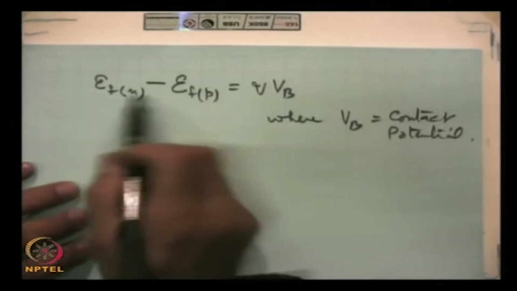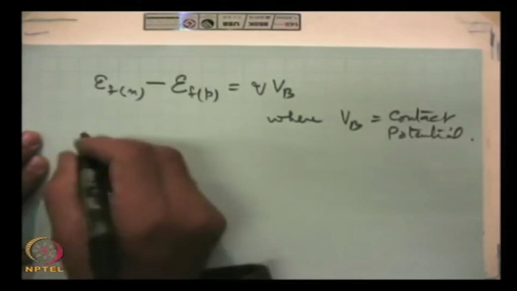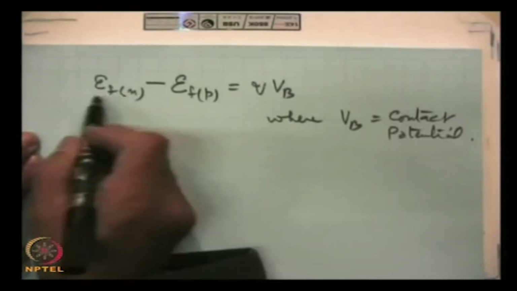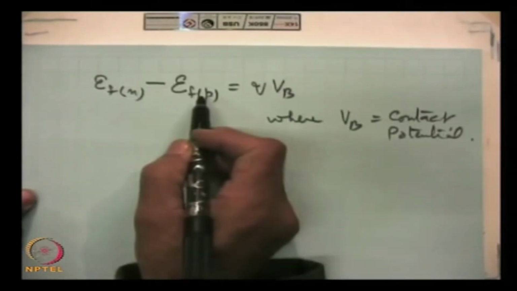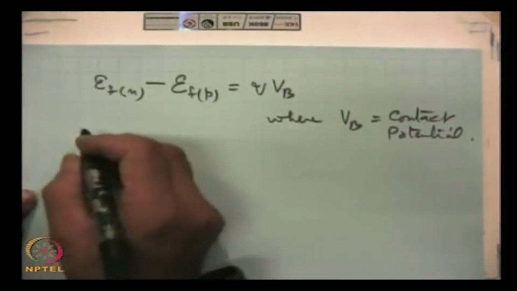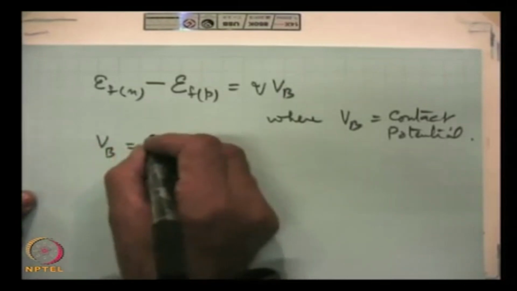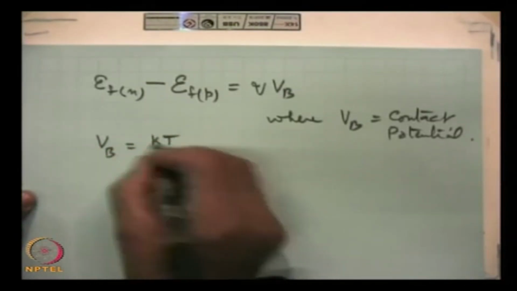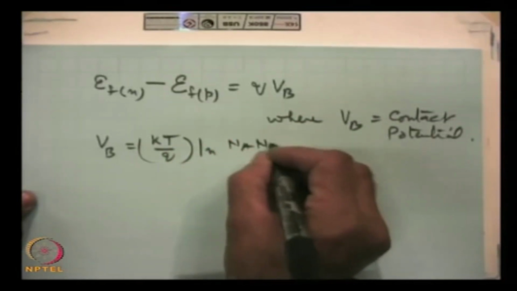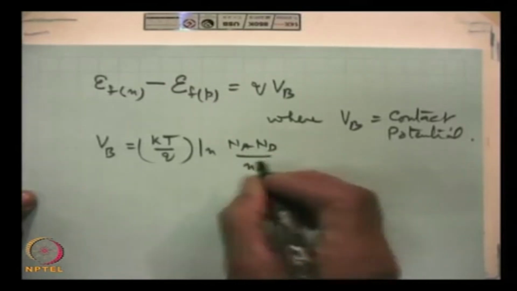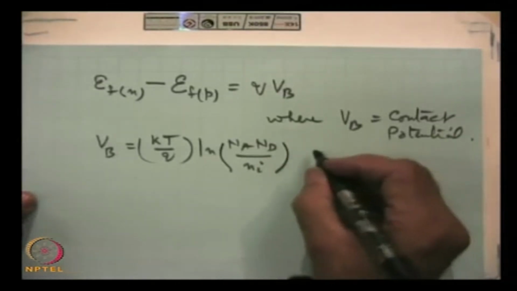And when we substitute the values of these Fermi energies, the expression works out by simply substituting the earlier expressions we obtained for Fermi energy in the n type region and Fermi energy for the p type region. By substituting these values we get the expression for contact potential: kT by q log N A N D by N I. This is in volts.